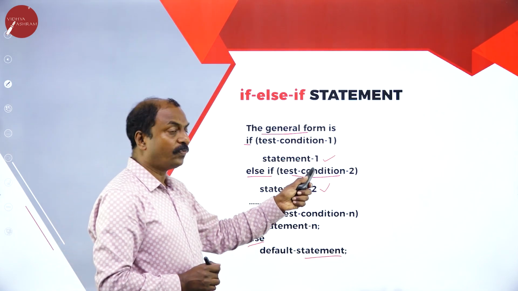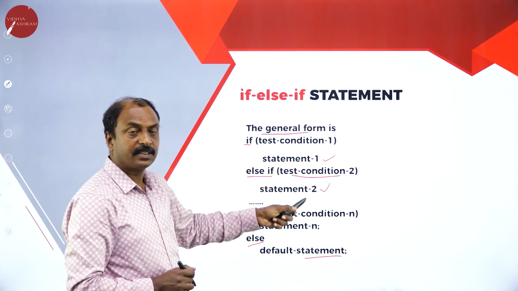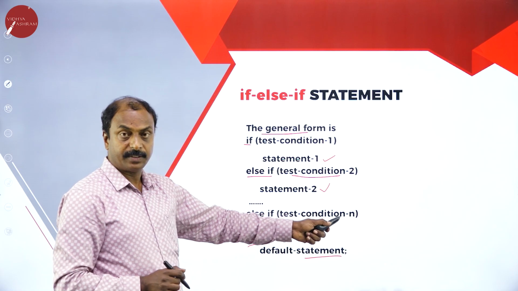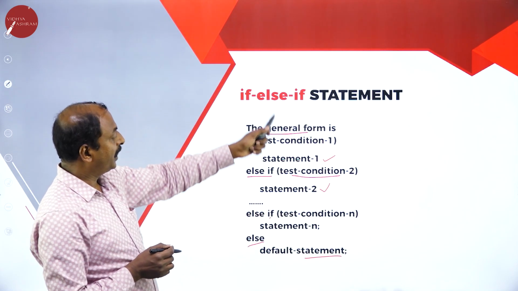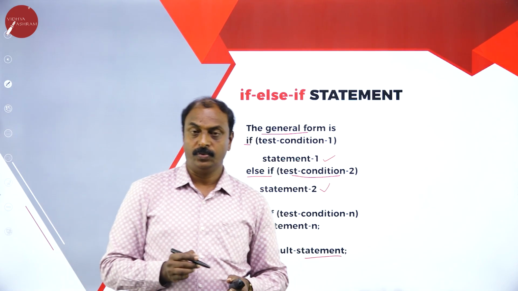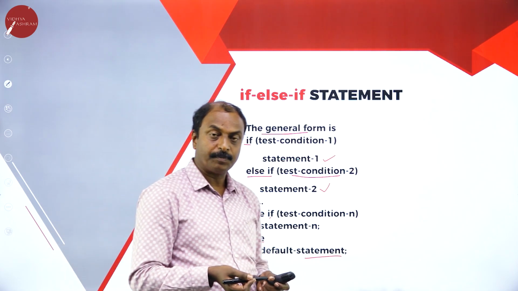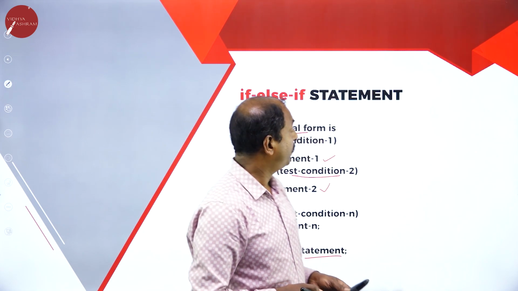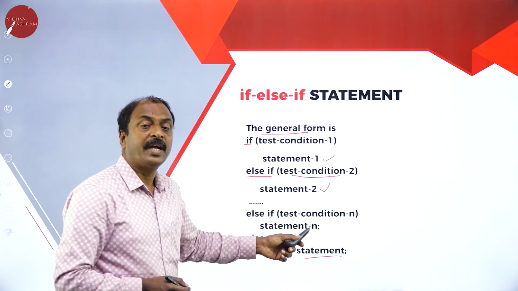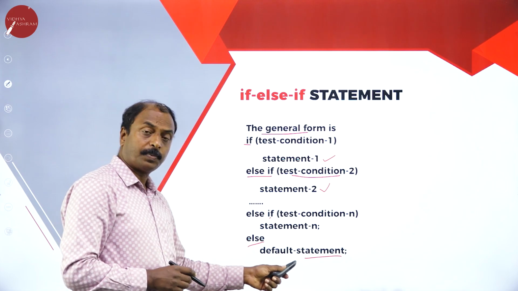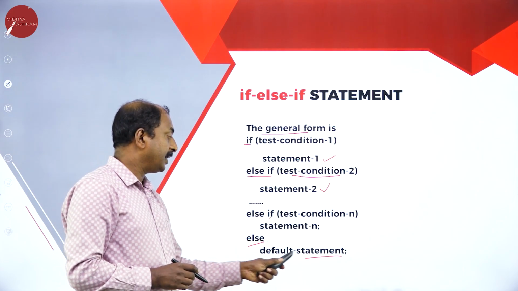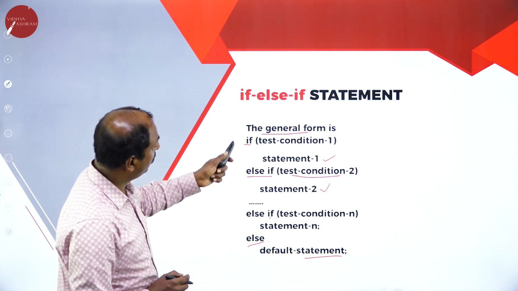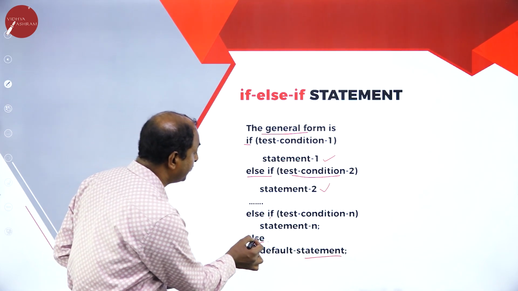Suppose even this fails, it goes to the next successive condition. Ultimately, it goes to the last condition. But if none of the conditions are true, as you may come across in some examples, it is going to execute the last part, that is the else part statement, the statement to be executed. Here we are closing the if else if construct with an else statement.